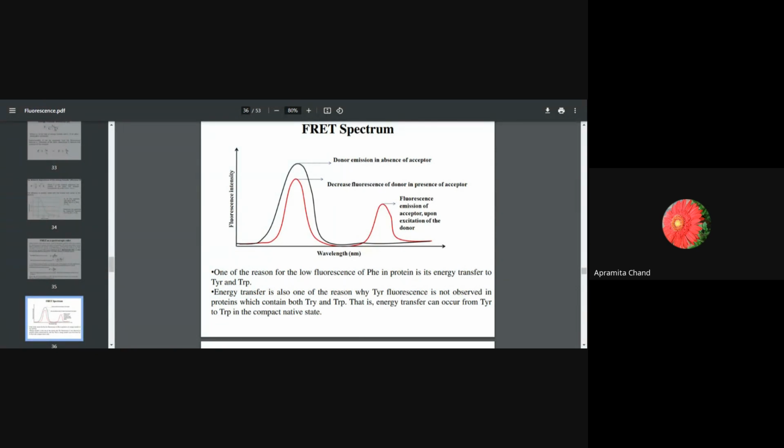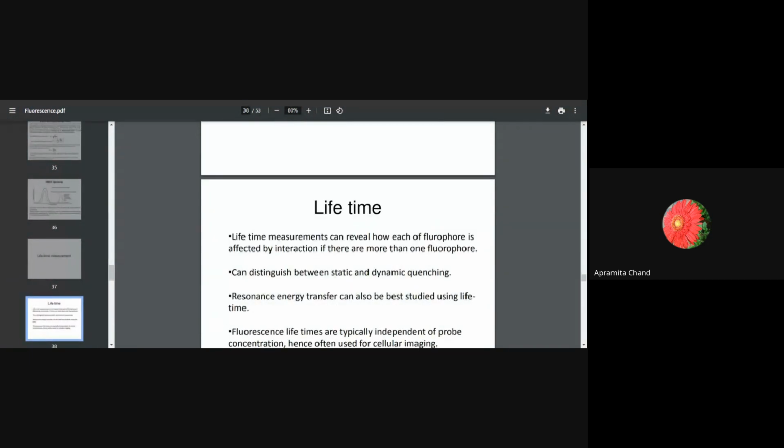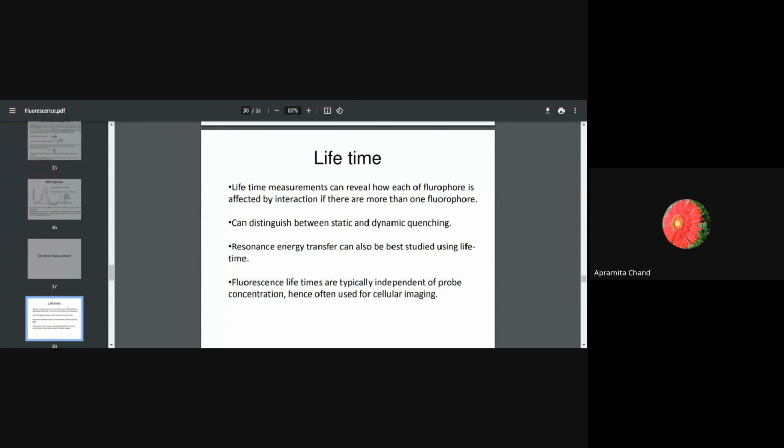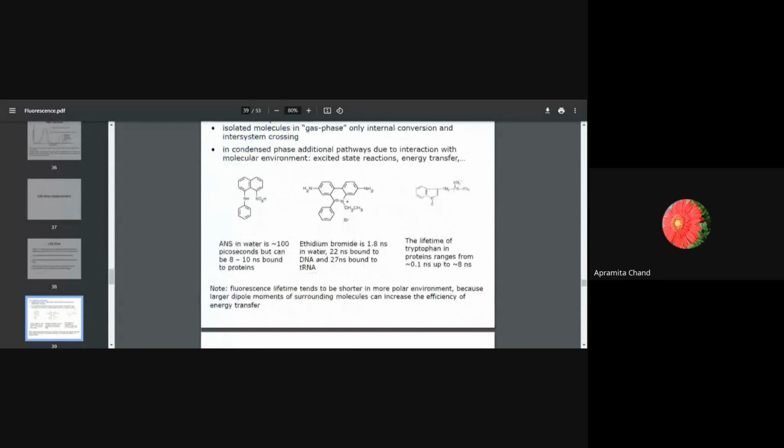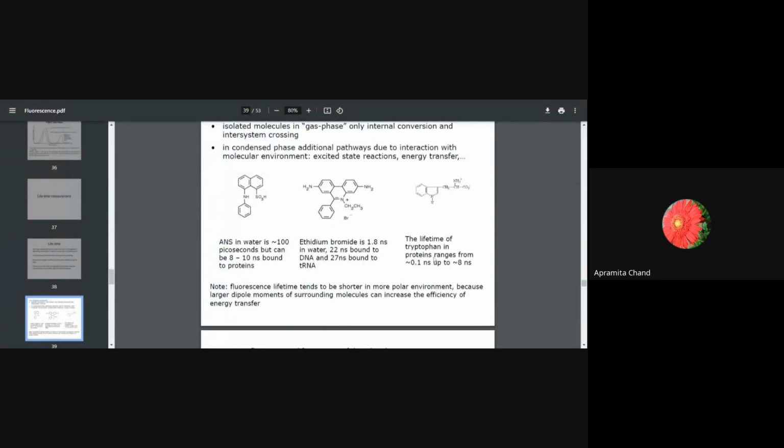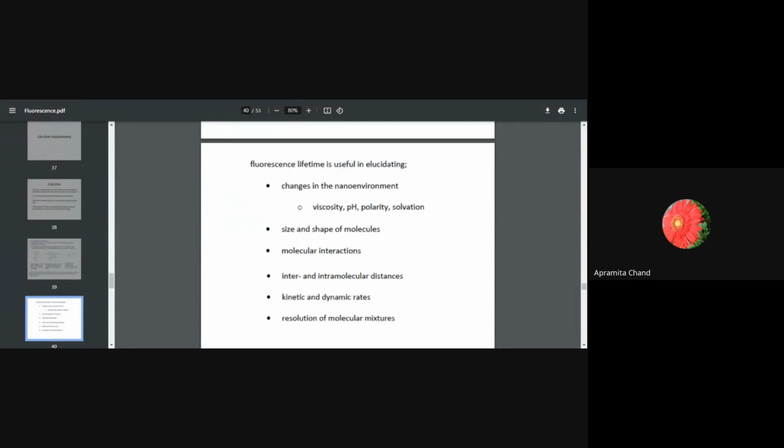So you can explain the FRET through this diagram as well. We have already talked about lifetimes, and the applications are this. They can be independent of the probe concentration. They can be used for cellular imaging. So lots of applications are there. You can check from this particular PDF. I'll be giving it to you.